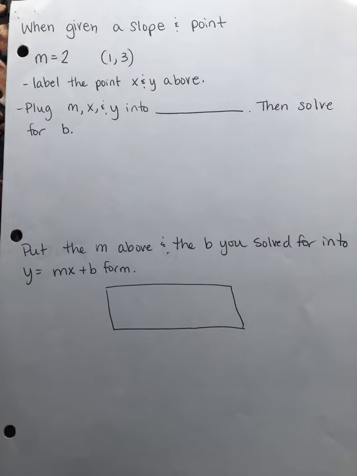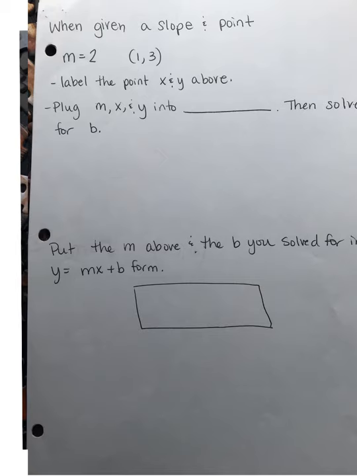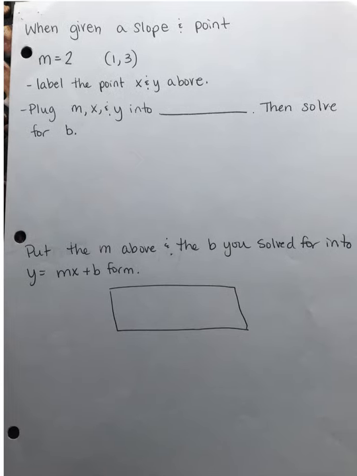Okay, page 2. This time you're going to be given different information. Last time you were given an m and a b. This time you're going to be given an m and 1 point. Okay. All right, so we have our m is 2, our point is a 1/3.